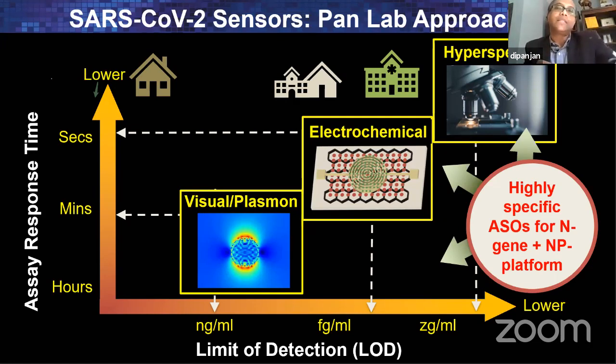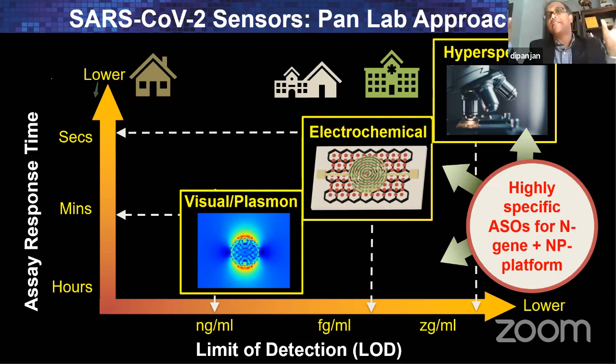One gives results in about 10 to 15 minutes. The second one, which is electrochemical, gives results within 5 minutes. And the last one, which is hyperspectral, is highly sensitive, almost the detection sensitivity is in a zeptomolar, but the results also are almost instantaneous.